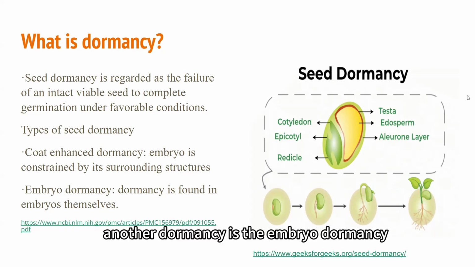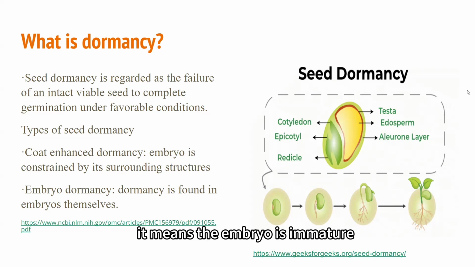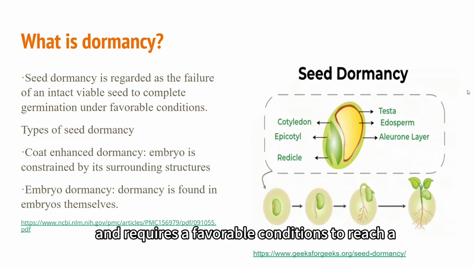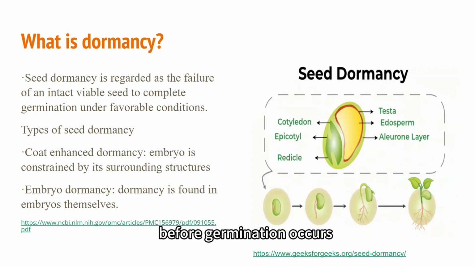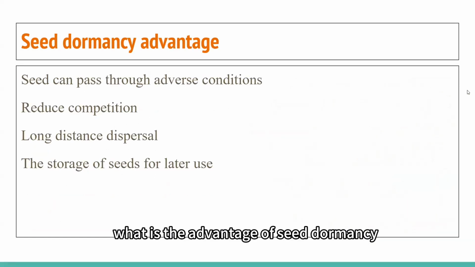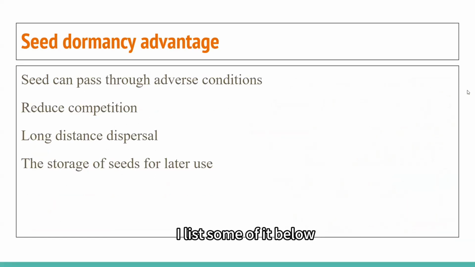Another dormancy is the embryo dormancy. It means the embryo is immature and requires favorable conditions to reach a certain stage of development before germination occurs. What is the advantage of seed dormancy? I list some of it below.